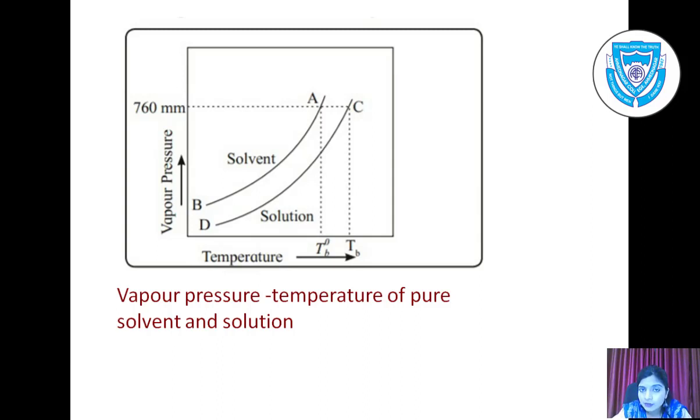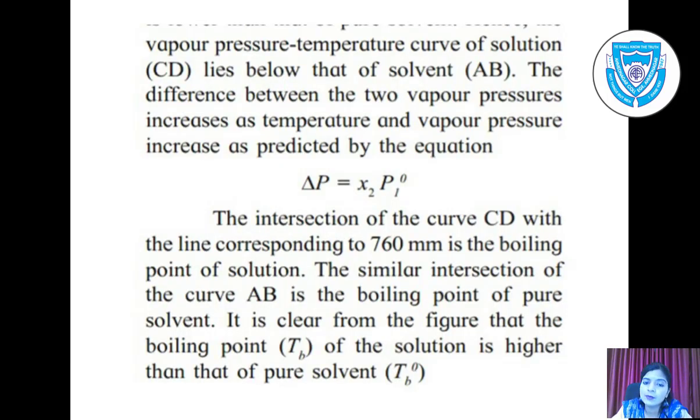First we saw lowering of vapor pressure. The same case is applicable here because the vapor pressure of the solvent is lowered, so it is less than 1 atmosphere. In order to increase the vapor pressure, naturally the temperature should be increased. So heat should be supplied, and this is called elevation in boiling point. Elevation in boiling point is also related to your first colligative property, that is lowering of vapor pressure.